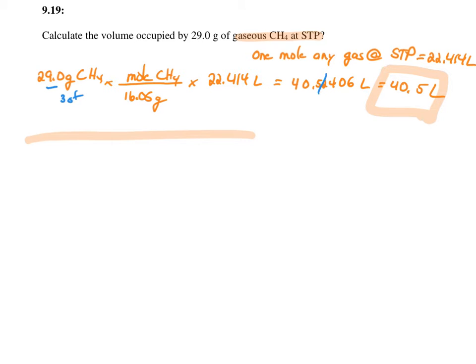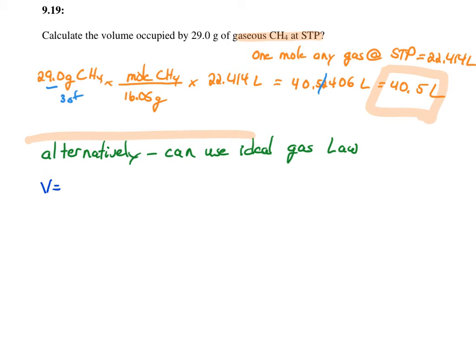Alternatively, let's suppose we forgot that little useful factoid. We can use the ideal gas law. We solve the ideal gas law for volume. We have the volume is equal to nRT divided by P, and we plug in the appropriate values. We're not given n, number of moles of gas, directly, so we'll have to incorporate that.